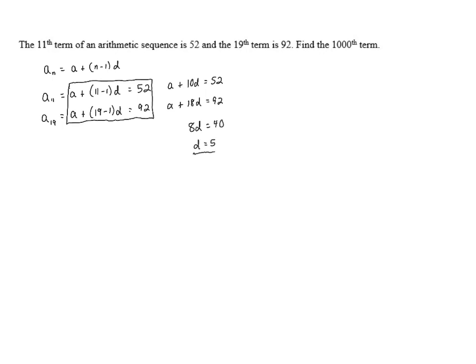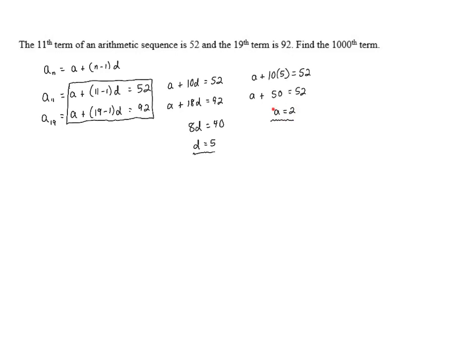Once we know the common difference, we can substitute that into either of these equations to solve for a and get the first term. So we have a plus 10 times d, which in this case is 5, is 52. So that gives us a plus 50 equals 52. And when we subtract 50 from both sides, we end up with a equals 2.